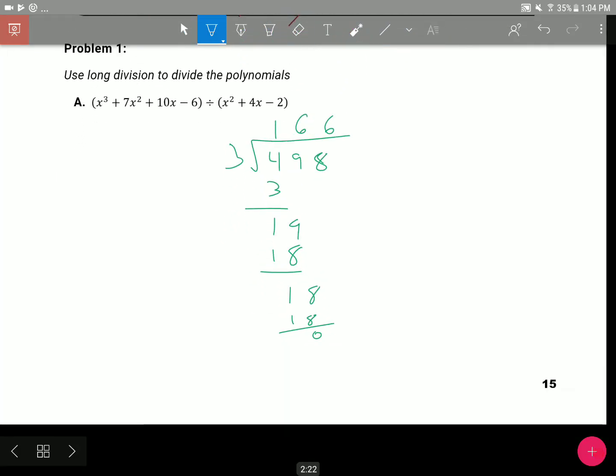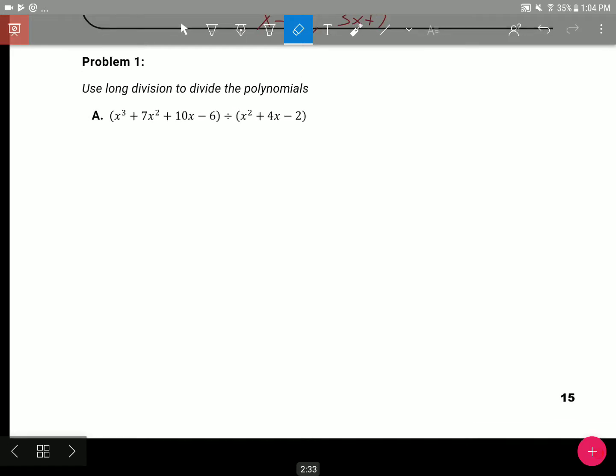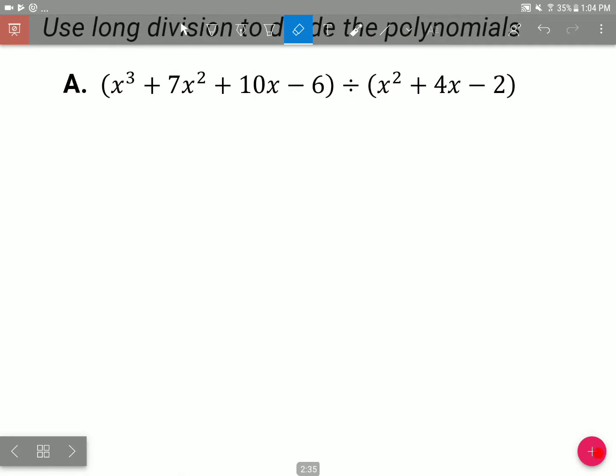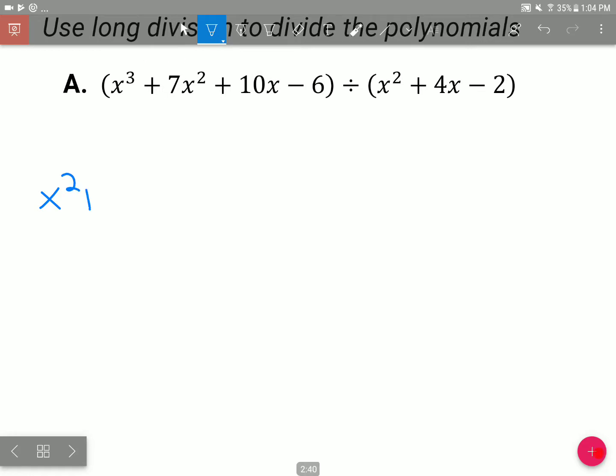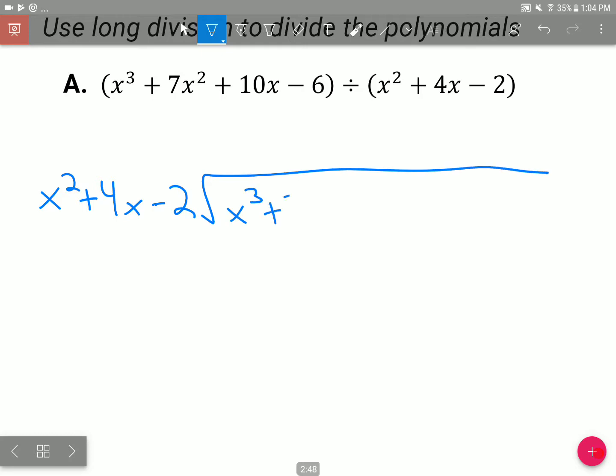Okay, so y'all remember this, vaguely at least? It's the exact same process. Erase all that, but with polynomials. So, let's start here. I'm going to zoom in so I can write a little clearer. I'll use blue. So we got x squared plus 4x minus 2 divided into x to the third plus 7x squared plus 10x minus 6. All right? We're dividing into that.